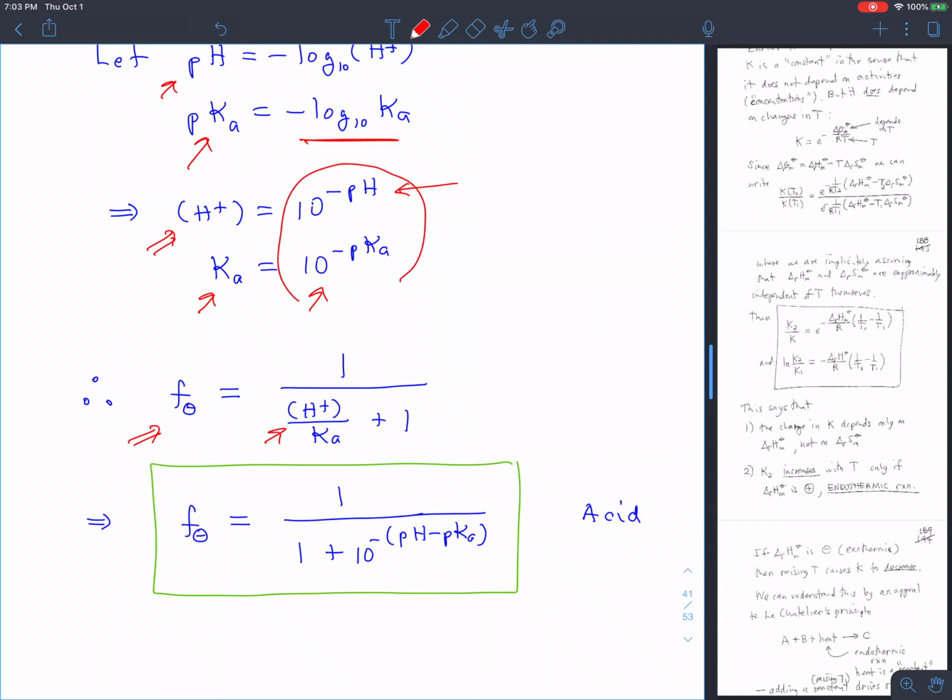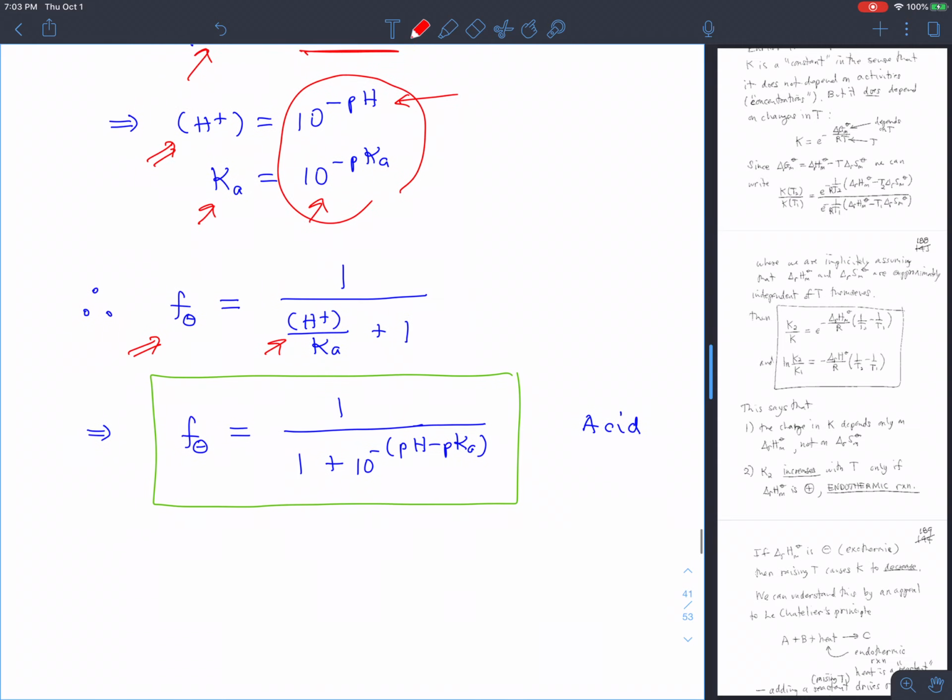Now substituting these definitions in and doing a step or two of algebra, I get my final result, at least for this part, which is that the fraction of A minus, or ionized A, is equal to 1 over 1 plus 10. Notice this is not an E. I'm so used to using E as the base for all exponents and logs that I tend to put an E in there, but it's 10 in this case, to the minus the difference between the pH that we happen to be at the moment and the pKa for the acid.